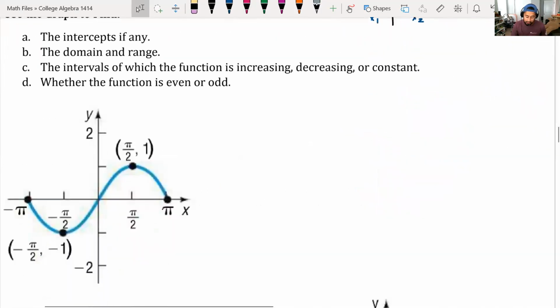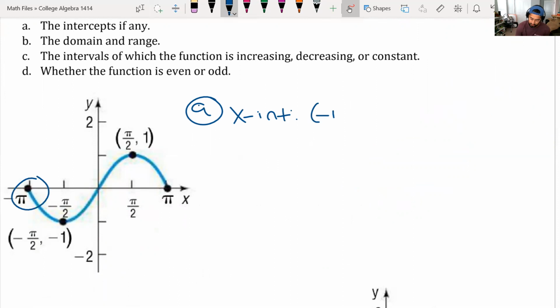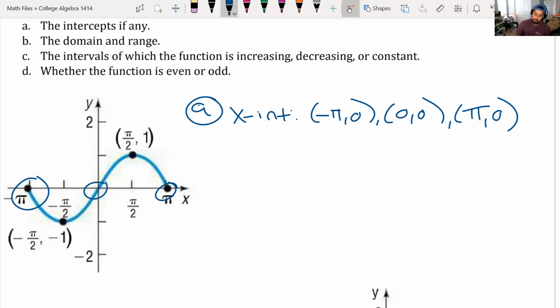We are going to be given a graph, and we want to obtain information from it, just like we did in 3.2. So for this one, it says, find any intercepts, x-intercepts, y-intercepts. So for x-intercepts, I have negative pi 0, 0, 0, and pi 0. My y-intercept, which is on the y-axis, is again 0, 0.